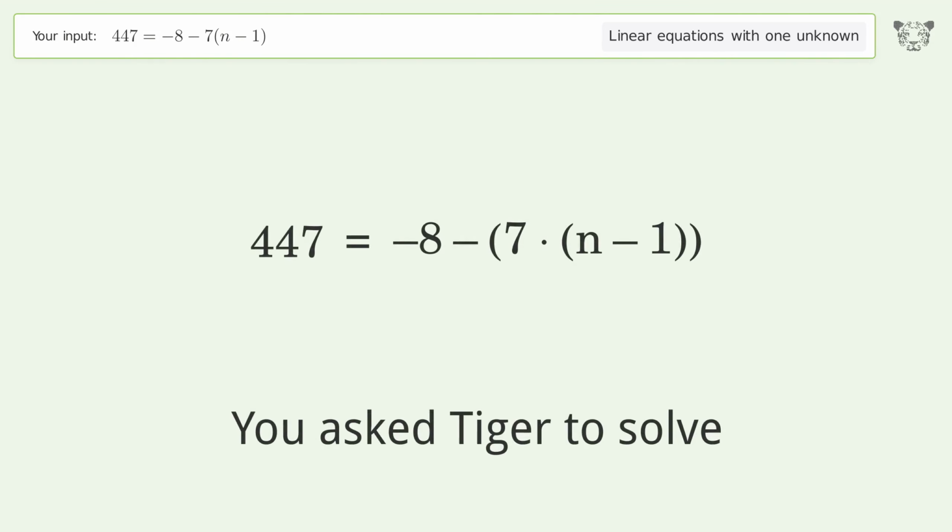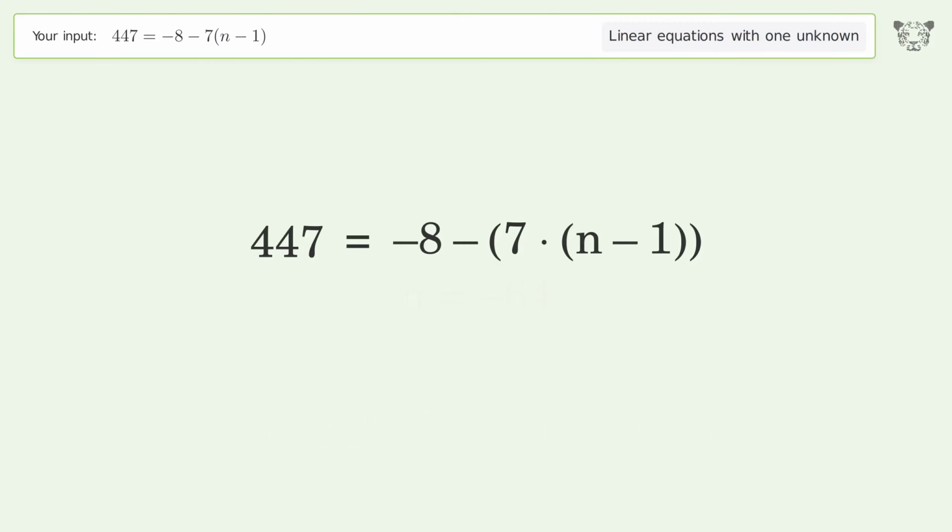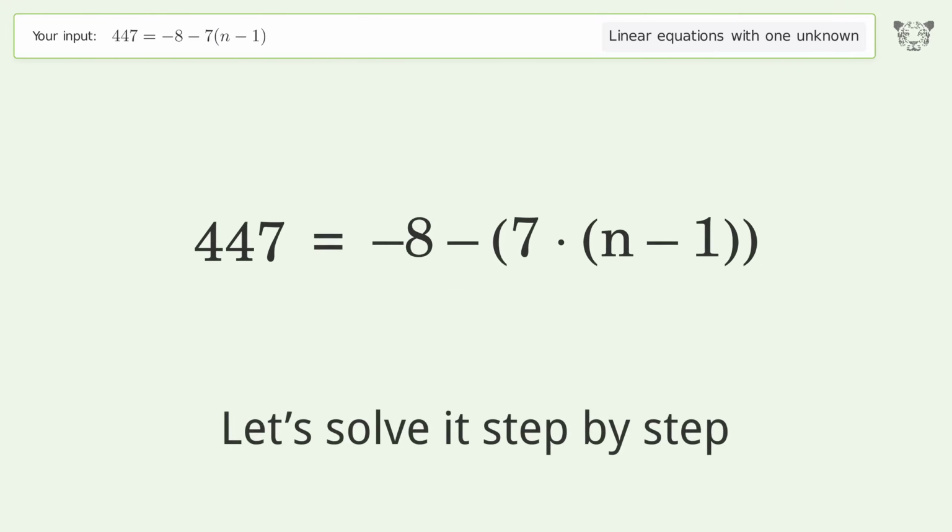You ask Tiger to solve this. This deals with linear equations with one unknown. The final result is n equals -64. Let's solve it step by step.